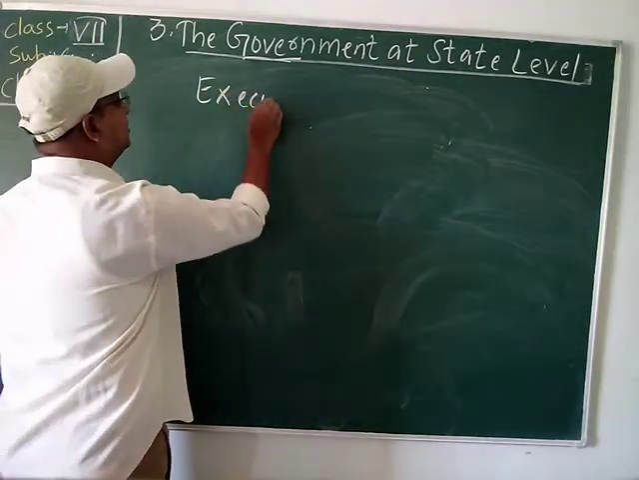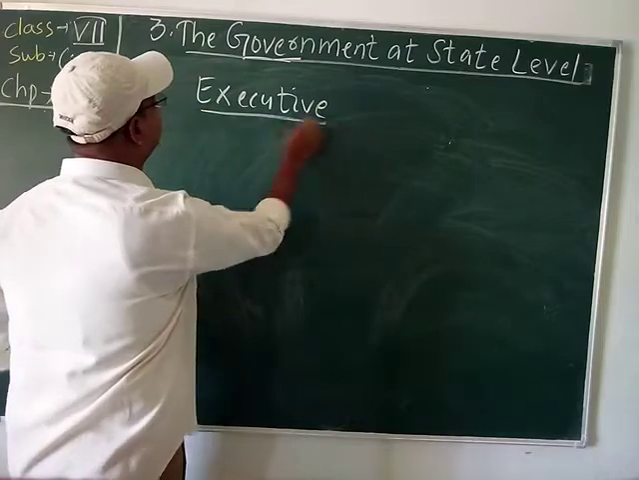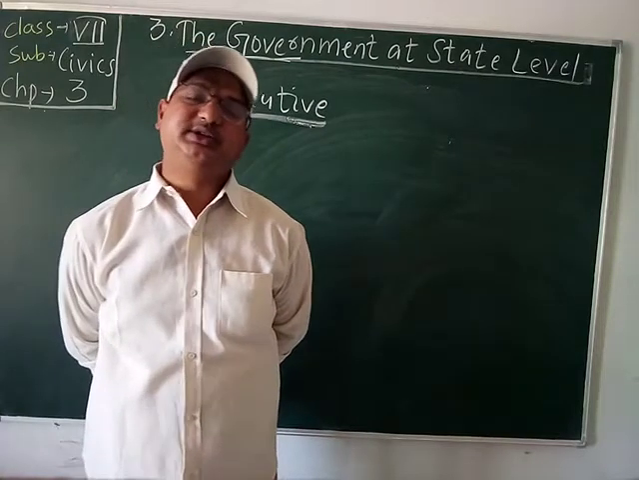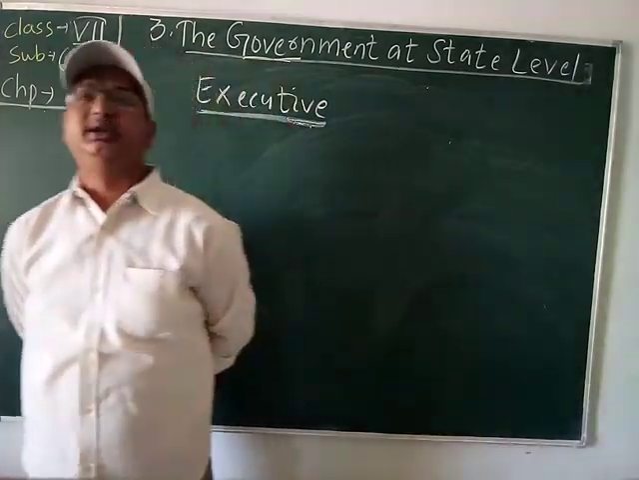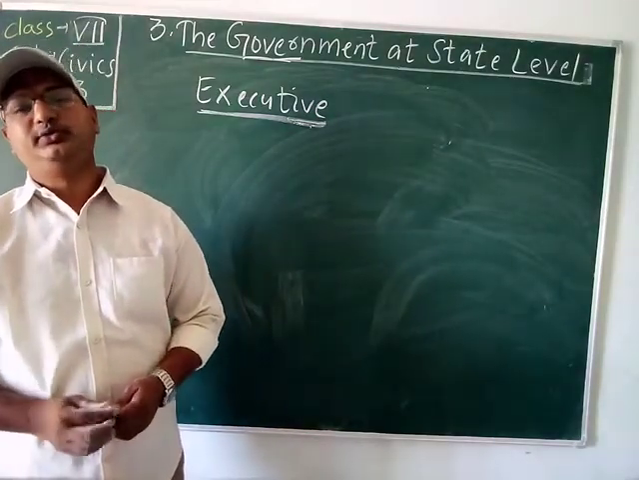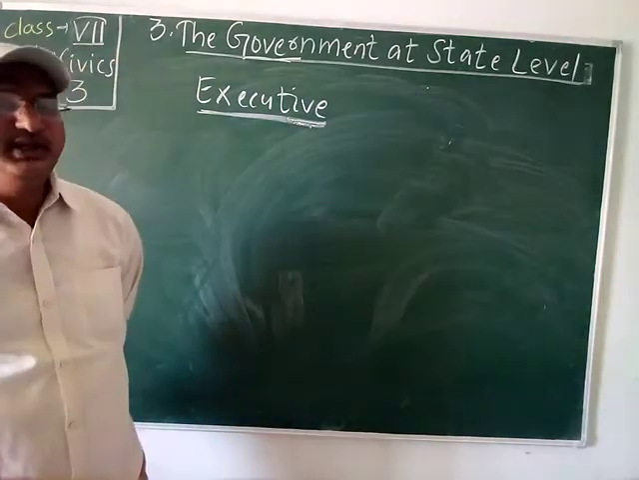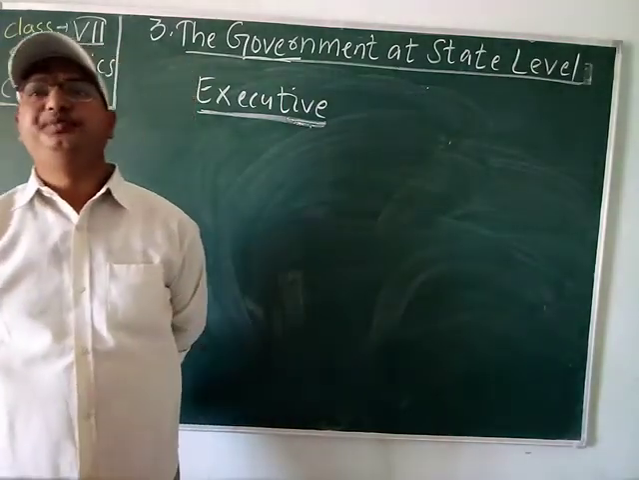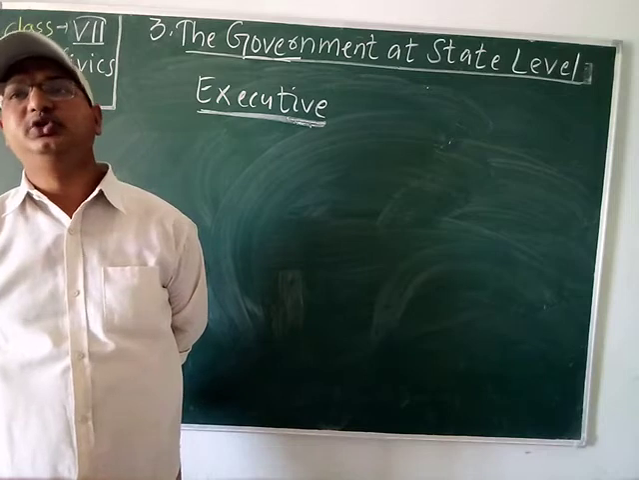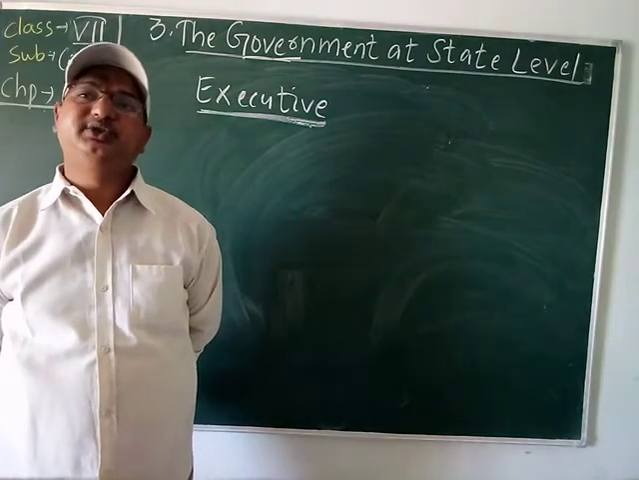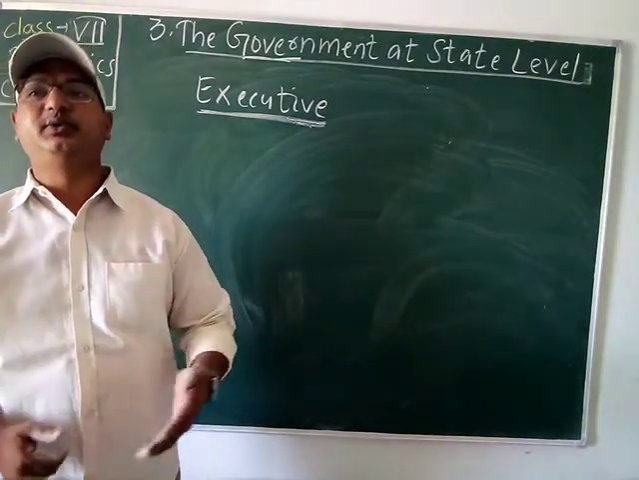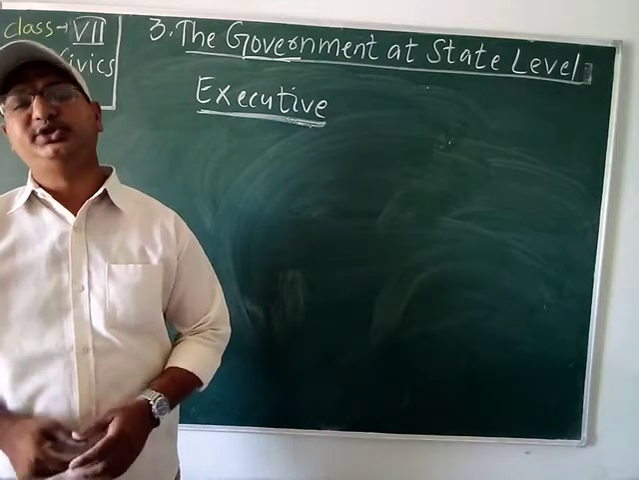As I have told you, there are three organs of the government. The first one is legislative, we have studied it in detail. The second one is executive, and the third one is judiciary. Students, what is executive? It enforces the law, but the legislature is a body which makes the law. Governments at both levels, that is, union and the states, need officials to carry out the functions regarding execution of policies, maintenance of law and order, collection of taxes, as well as the execution of development works. This usually includes the administration.